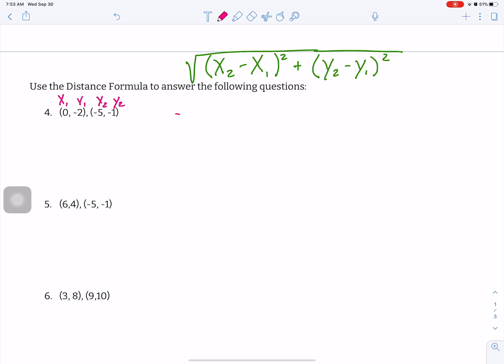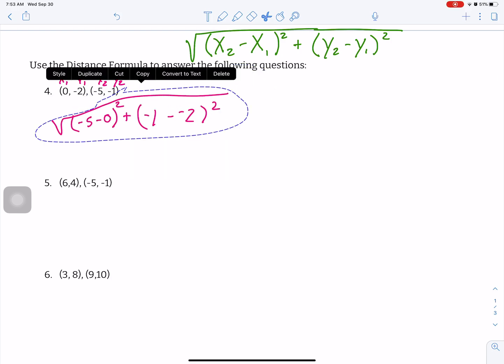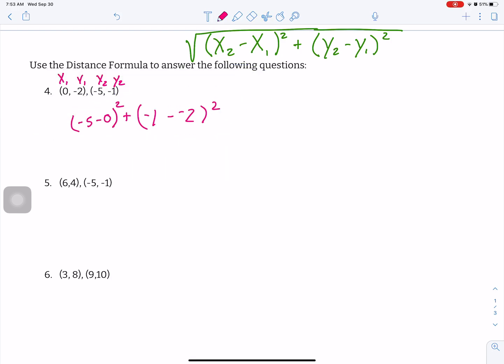So it's going to say -1 minus -2. Oops, those are my y's. That's fine. We'll just put the rest of it in front of it. And then our x2 is -5 minus 0. I don't know if I can move this without stealing other parts. I want to make that look a little more normal. Okay, now it looks better.